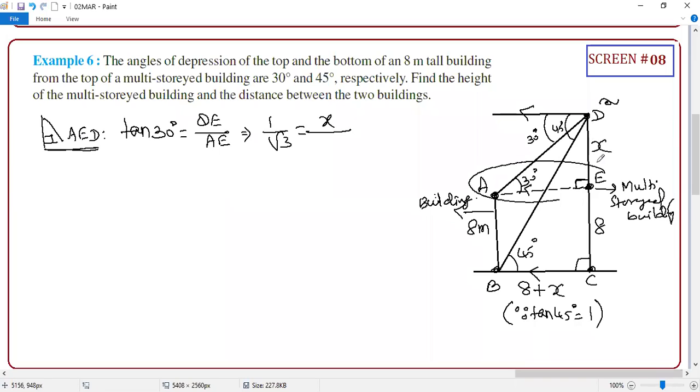What is AE? Guys, I don't know what AE is, but can anyone tell me? 8 plus X, sir. Same 8 plus X here also. Excellent. So 8 plus X. Now, guys, I'm coming to the same thing. This entire thing has only one unknown. Sir, how to find X?